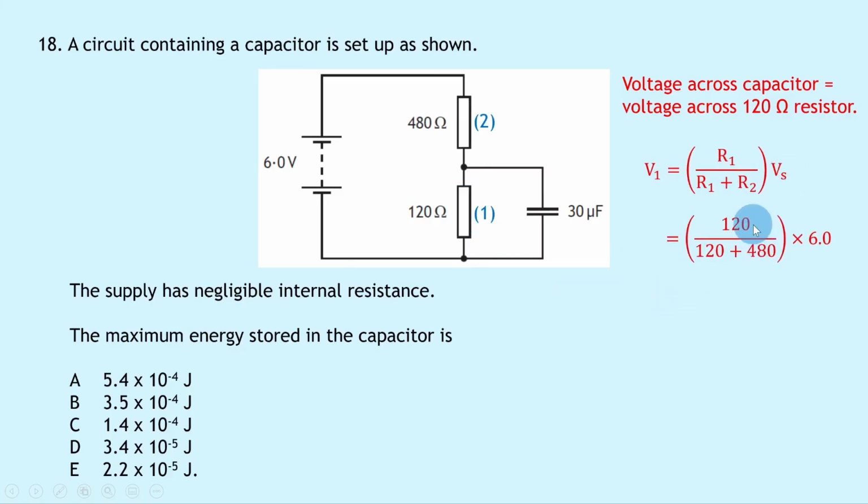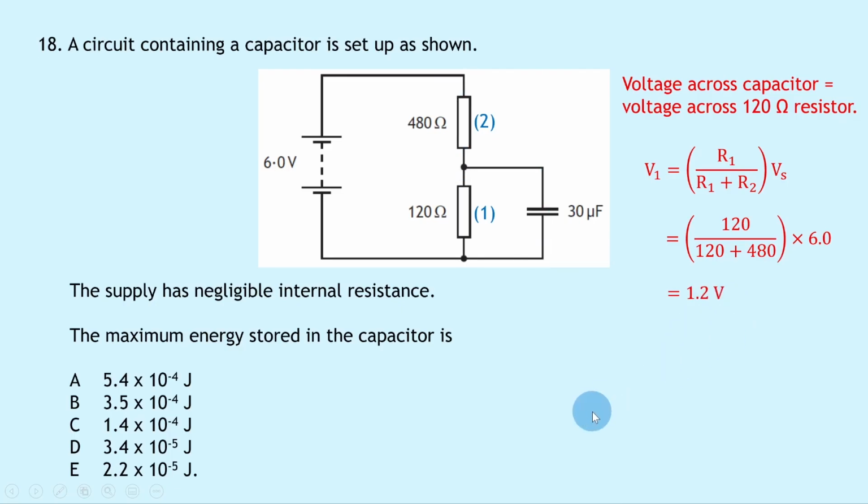So we have 120 for R1 divided by 120 plus 480, which was R2, times the 6.0 supply voltage. And then putting that into your calculator gives us the voltage V1, which is 1.2 volts. And now we know the maximum potential difference across this capacitor is 1.2 volts. So that means we can use this value in an energy equation.